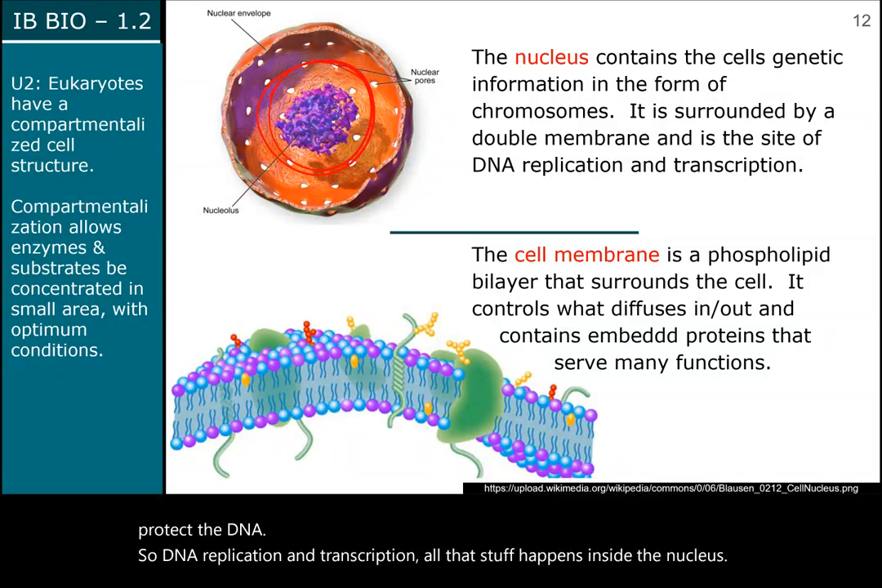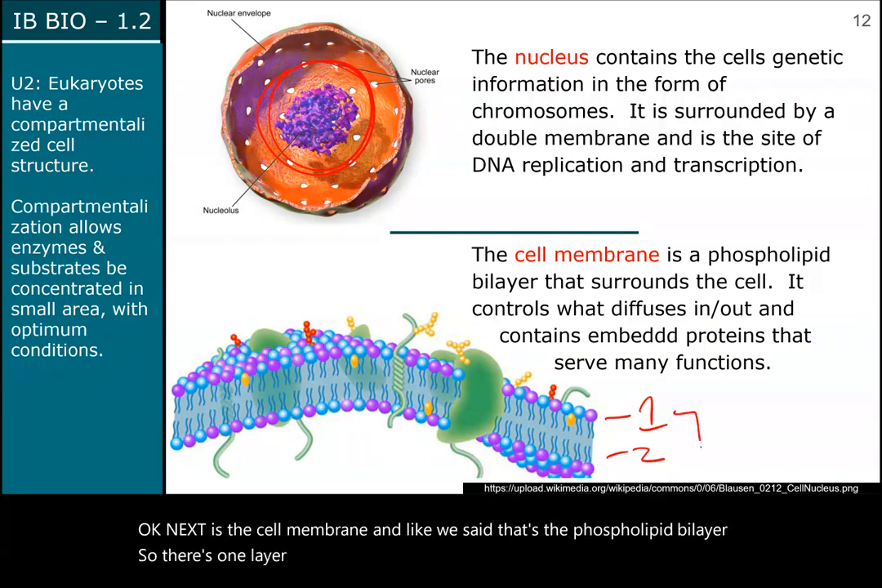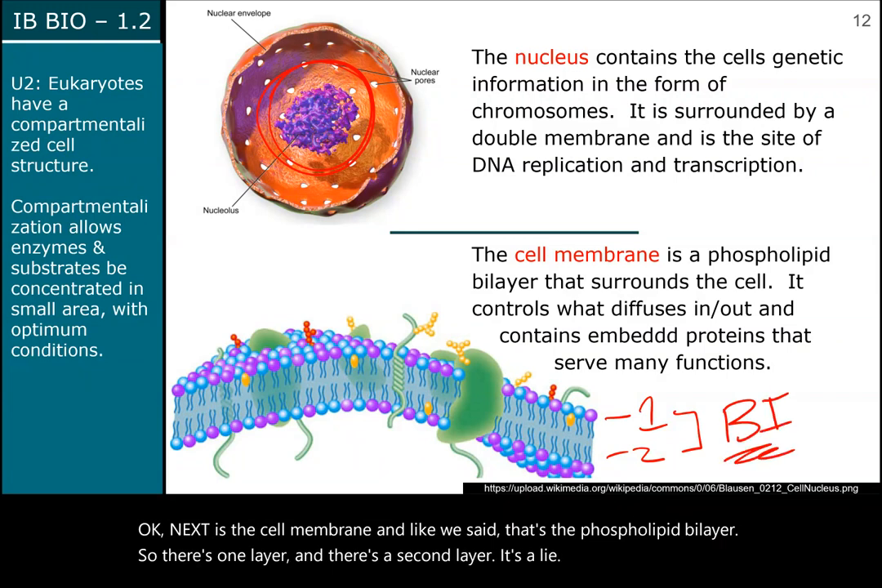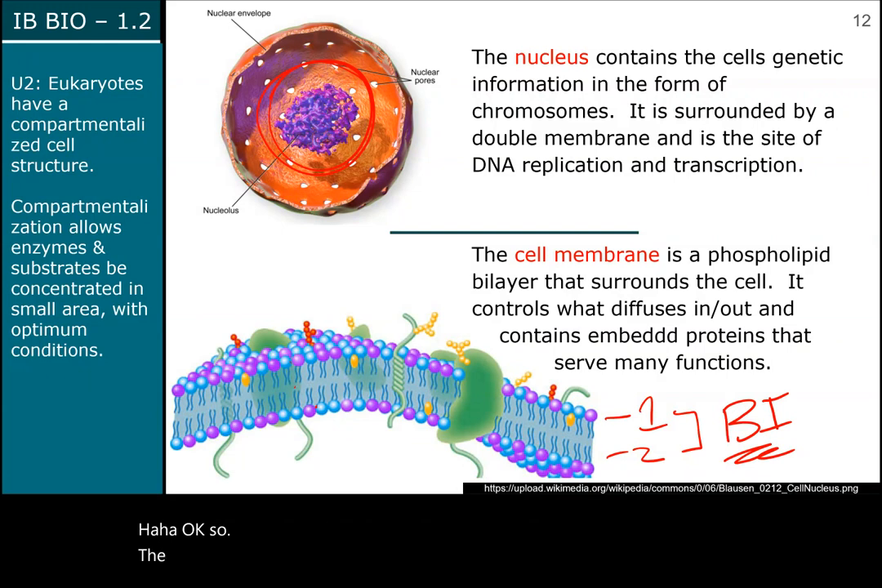Okay, next is the cell membrane. And like we said, that's the phospholipid bilayer. So there's one layer and there's the second layer. It's a bilayer. It goes both ways, literally. See, top down, bottom up. Haha. Okay, so the cell membrane is extremely important for a couple of reasons.